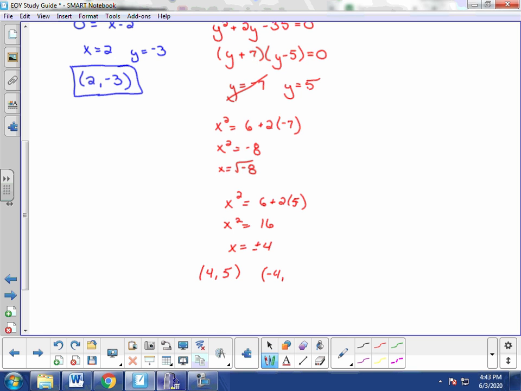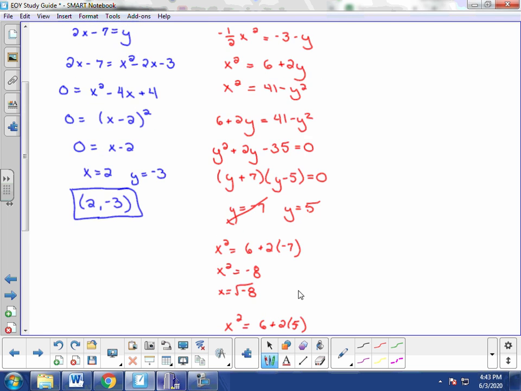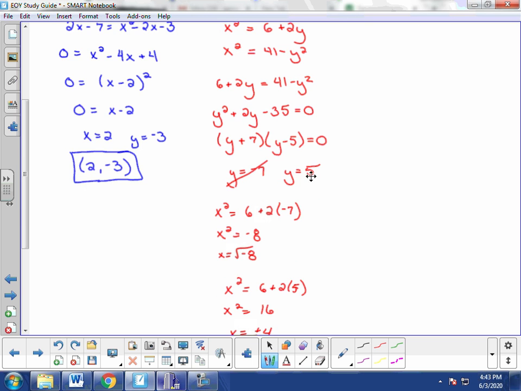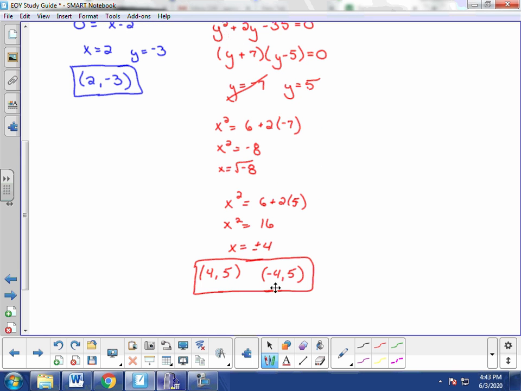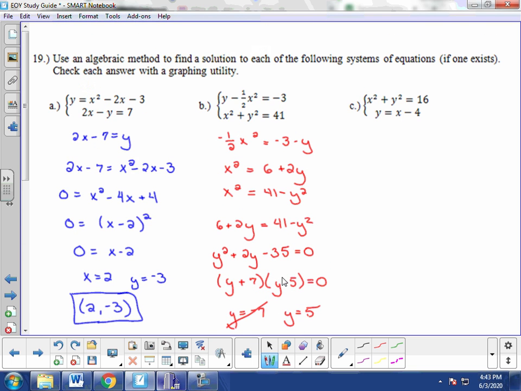So maybe you solved this one a little bit differently. Maybe you got y by itself and then solved for x. You would have gotten negative 4 and positive 4 first, and then you could substitute and get your y values of 5 and 5. If you solve for y first, you get an extraneous solution for y, and then y equals 5, which gives you two x solutions, and it's still two coordinates where these intersect. Let's do one more of these.